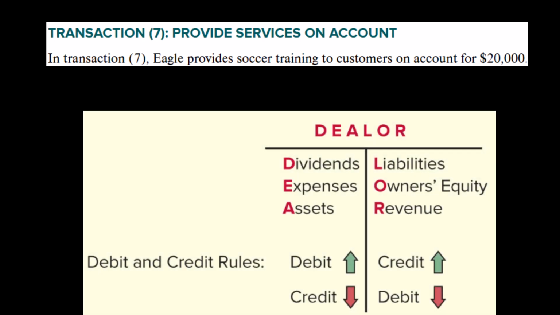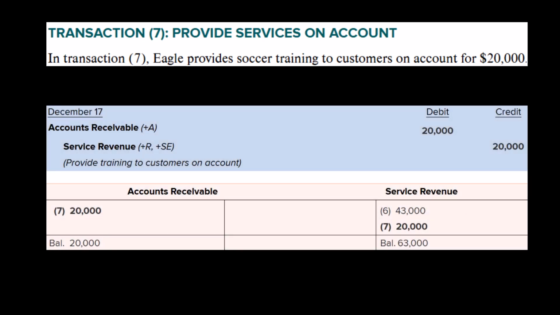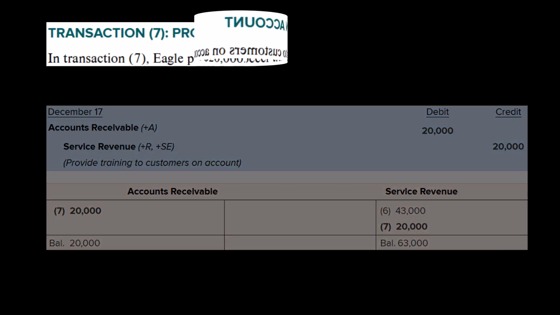Accounts receivable is an asset, and it's increasing. Assets increase with a debit. We also earned revenue, which increases equity. Revenues increase with a credit. Remember, the revenue is earned when the service is provided, not necessarily when cash is received. The entry is a debit to accounts receivable for $20,000 and a credit to service revenue for $20,000.